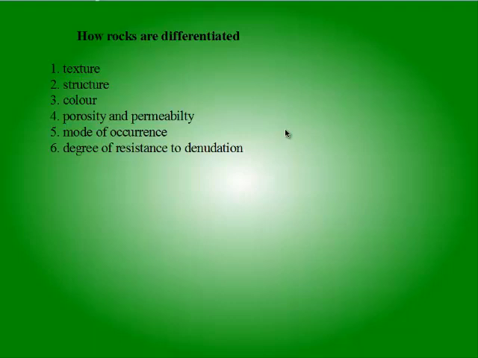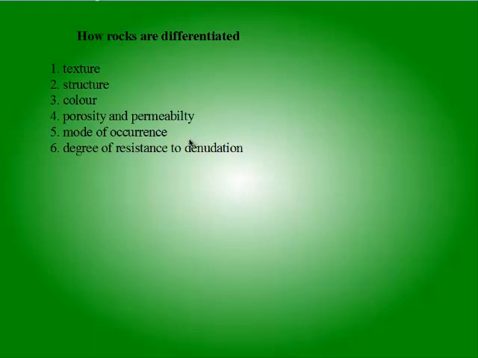We can also use the color of the rock to differentiate it. Some rocks are red, others blue, others green, others black, others gray, etc. And we say some rocks are porous, that is, they contain minor holes within them which allow water to pass through, that is the permeability, and some rocks are not.